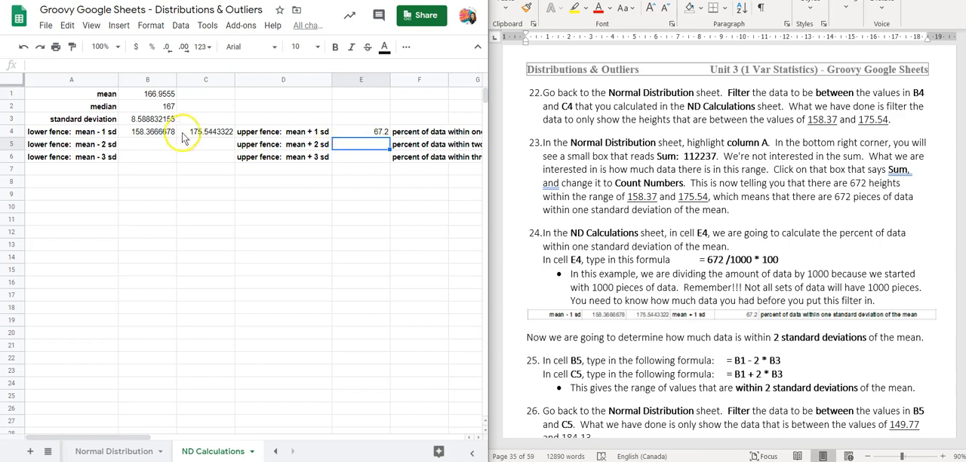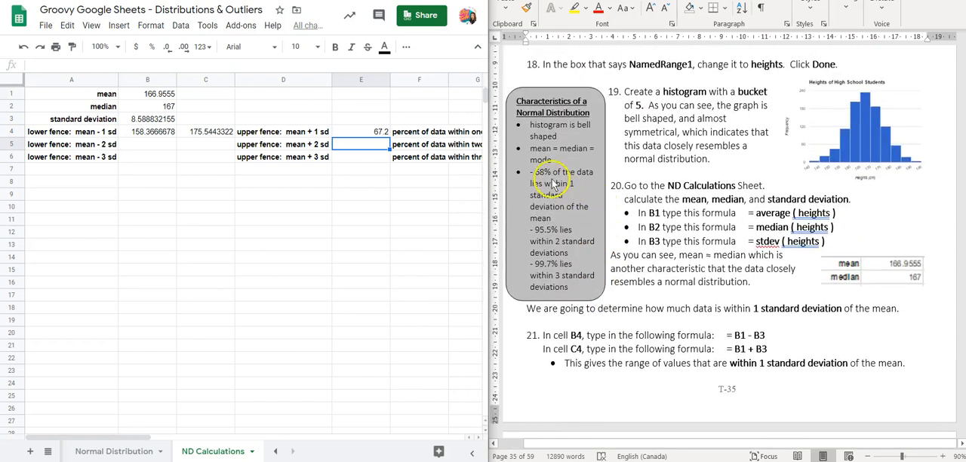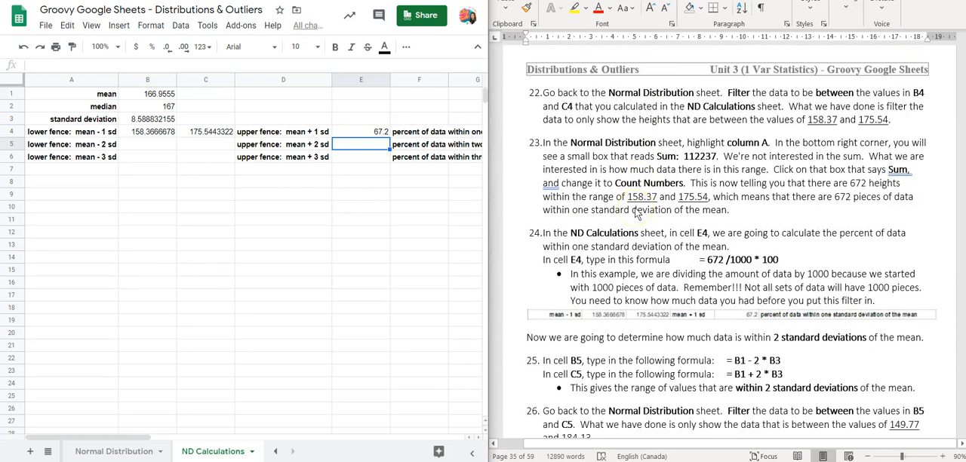So 67.2% of the data is within one standard deviation of the mean. In a normal distribution, there should be about 68% of the data within one standard deviation of the mean. Again, this is real data, not perfect data, so chances are you're not going to get exactly 68%, but we are close to it. So that's pretty good.